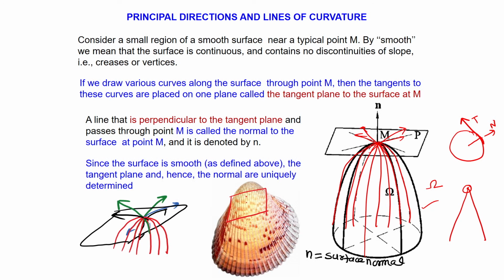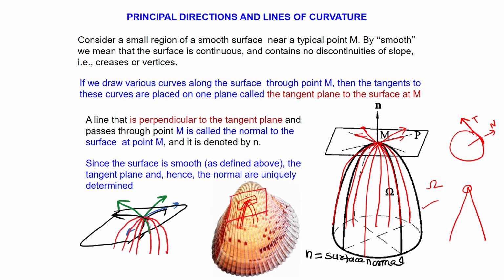For example, if you take any point M here and through that you pass all the curves and find out the tangent planes. For a particular curved line there will be one tangent, and all the tangents for all the curved lines will lie in one plane, and that plane is known as the tangent plane to this surface.